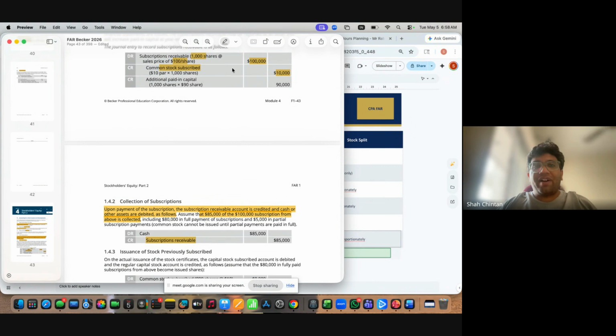अगर आप इसका net effect देखो, so what is the net entry? Cash account debit $85,000, subscription receivable account debit $15,000, to common stock purchase 10,000, to APIC 90,000. This is the net entry of the two transactions.